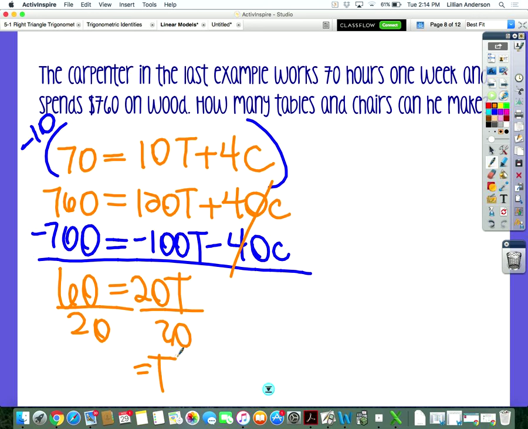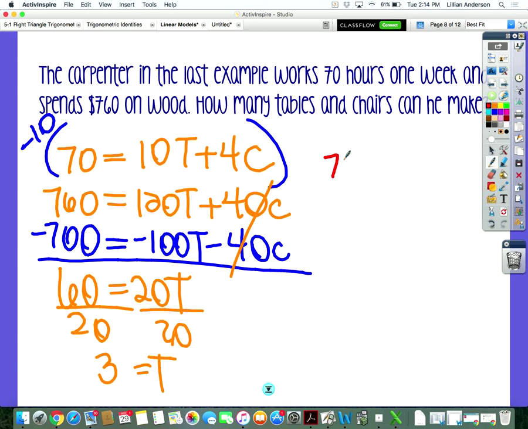So, we know that this carpenter, if he works 70 hours a week, can make 3 tables. How do we determine how many chairs he makes? Plug it in. Into what? T. T into one of the original ones, so one of the ones in orange, okay?